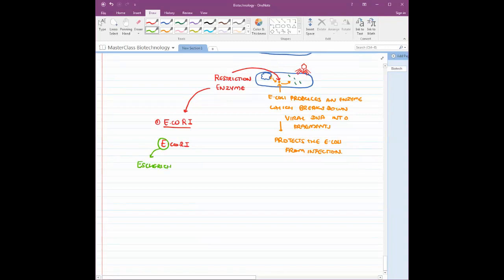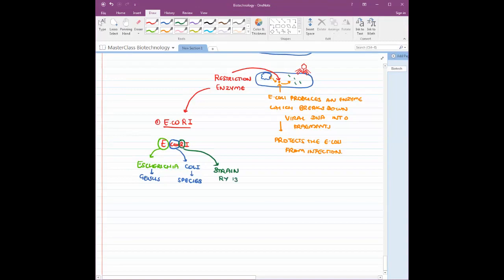Okay, so Escherichia coli. Basically, Escherichia is what, guys? Escherichia is going to be the genus. Coli is going to be your species. Okay, so genus and species. Now, what is R? R actually stands for strain. But now, guys, what is this strain? The strain was RY13.